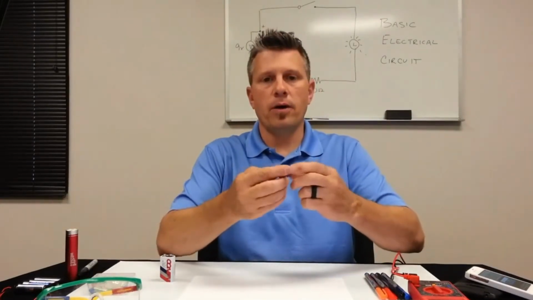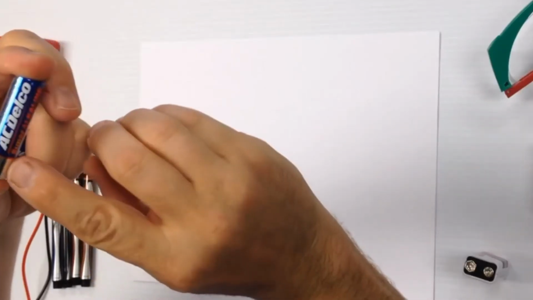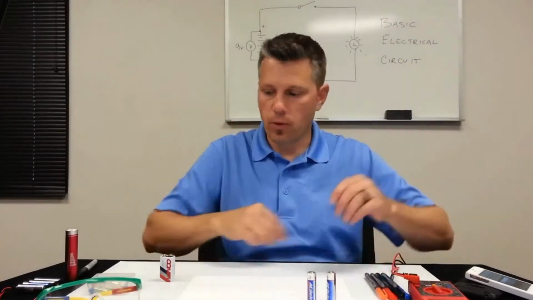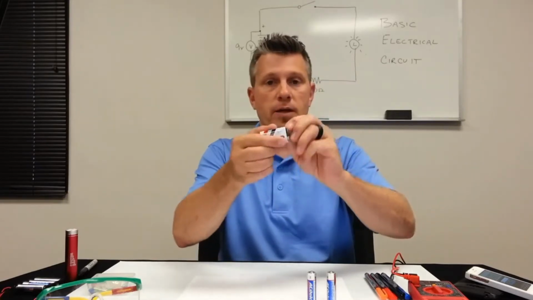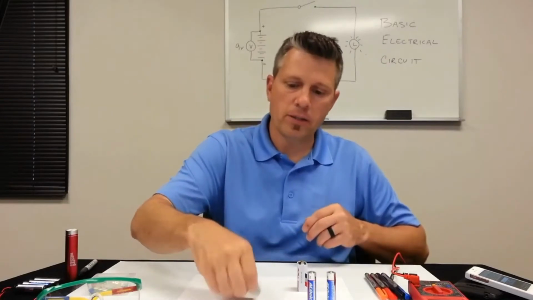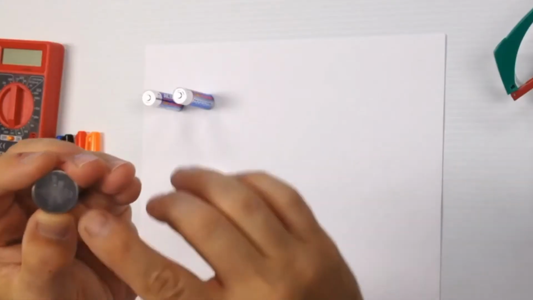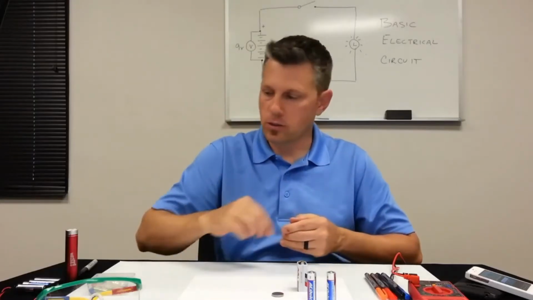This AA battery, if you look at it, right here, does say 1.5 volts. So each of these will generate 1.5 volts. I also have this 9-volt battery, and yes, that's where it gets its name, 9 volts. I have a little button cell battery here, and you can see right on it, it says 3 volts. This little tiny thing actually generates 3 volts.